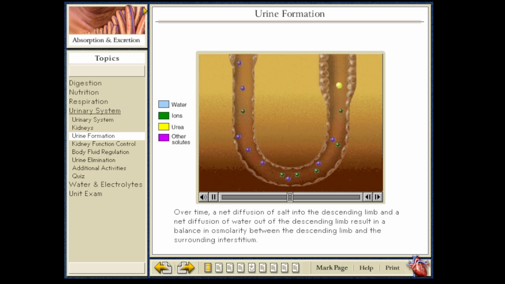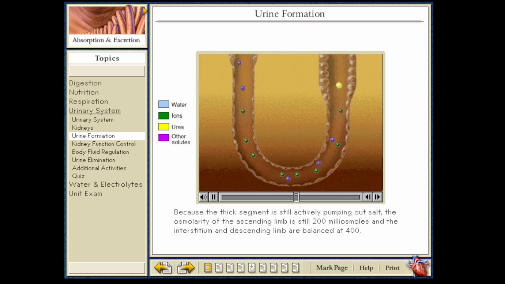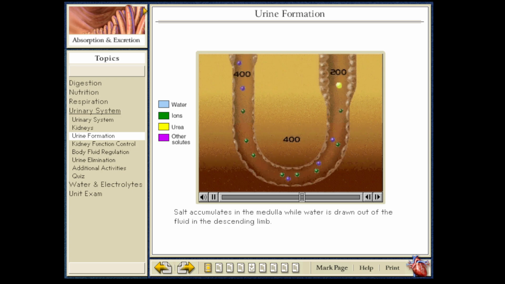Over time, a net diffusion of salt into the descending limb and a net diffusion of water out of the descending limb results in a balance in osmolarity between the descending limb and the surrounding interstitium. Because the thick segment is still actively pumping out salt, the osmolarity of the ascending limb is still 200 milliosmoles, and the interstitium and descending limb are balanced at 400. Salt accumulates in the medulla while water is drawn out of the fluid in the descending limb. Water is removed by the vasa recta, which are capillaries that surround the loops.